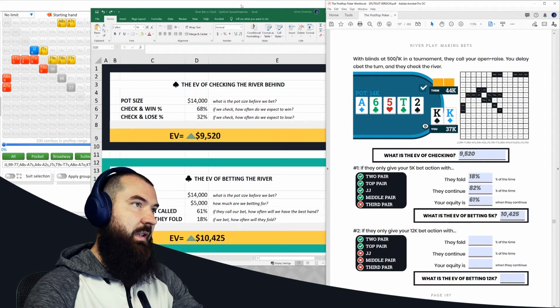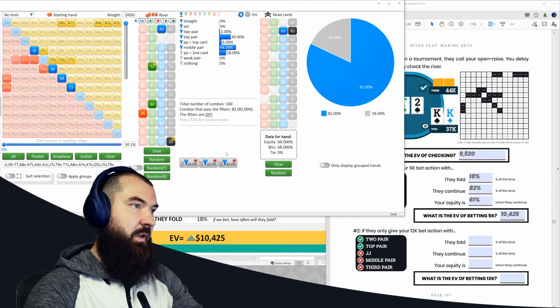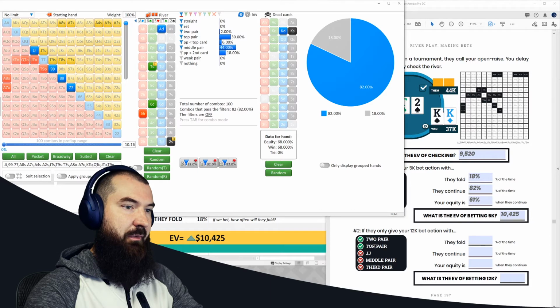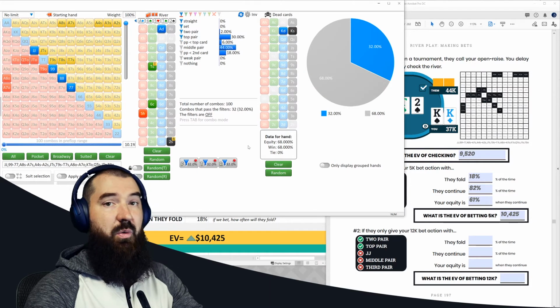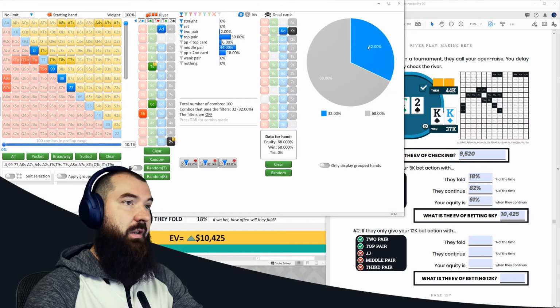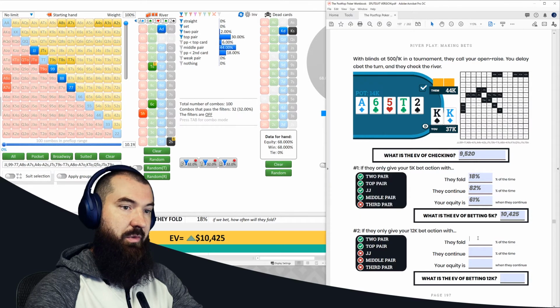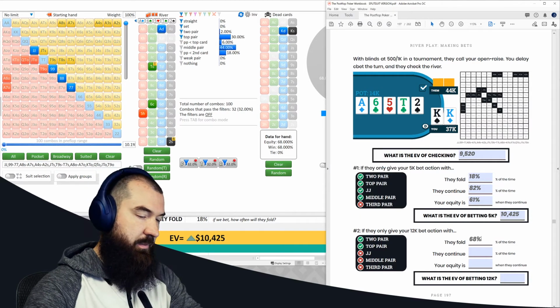So if we go back into Flopzilla and we undo this and we change the modifier, right? So I think they're only going to give action with top pair or better. We should notice two things very, very quickly. One, they are continuing much less often, right? They're continuing now 32% of the time, folding 68. We just plug those numbers right in here. So 68%, we have 32%.